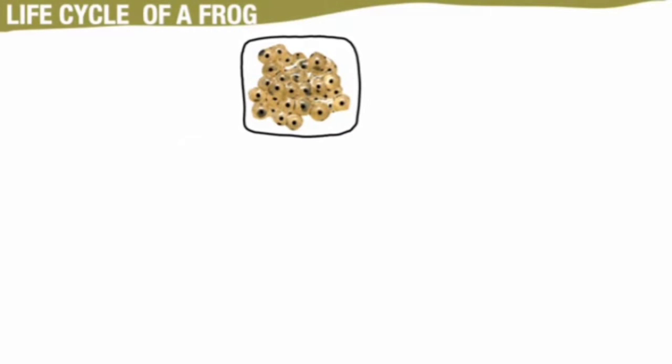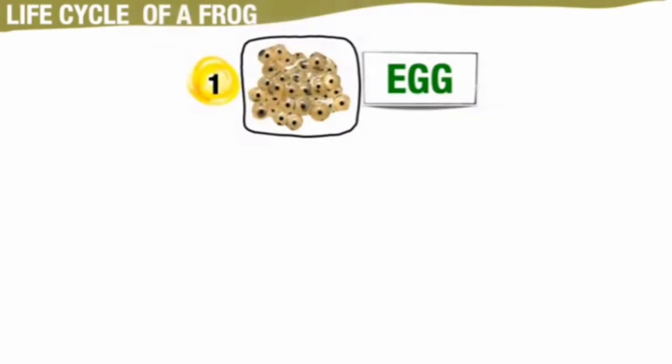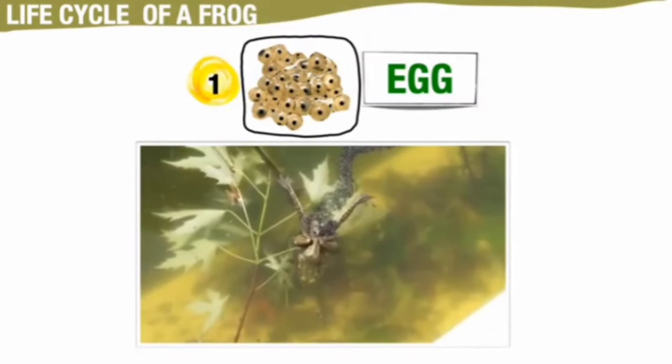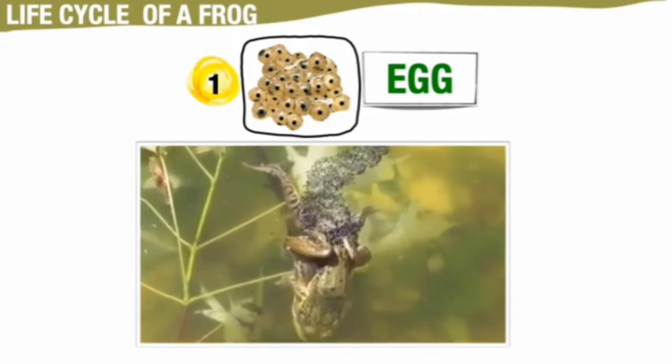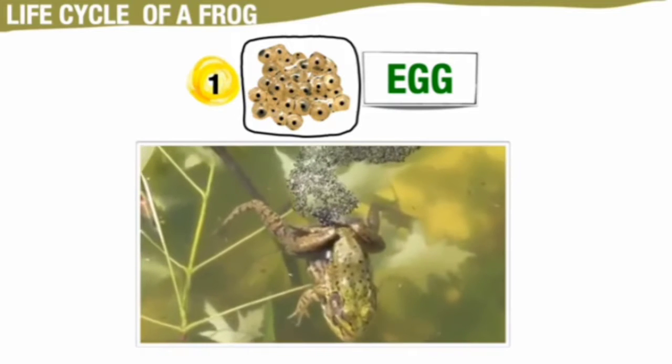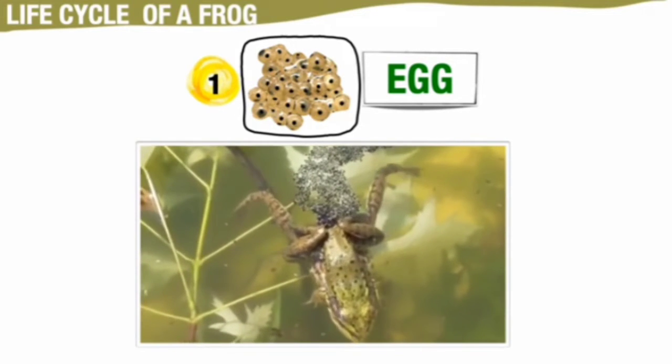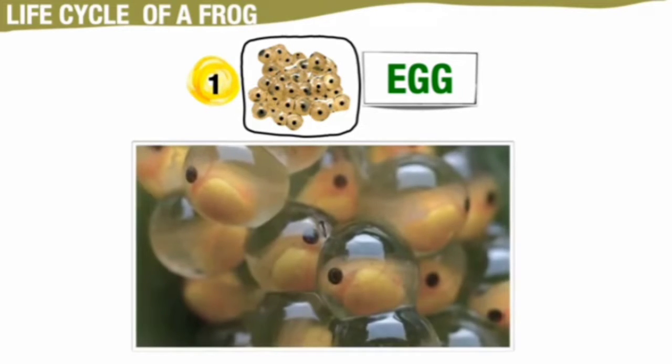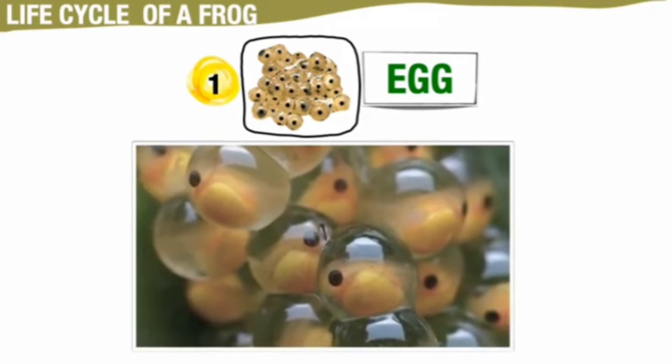A frog begins life as a fertilized egg. A female frog releases a lot of eggs from her body at one time into the water. The eggs float on water in a jelly mass or cluster.